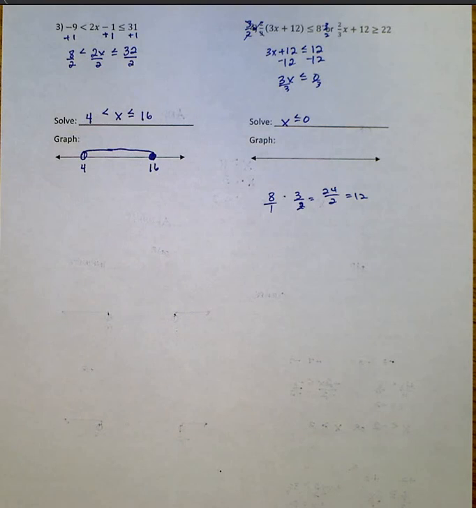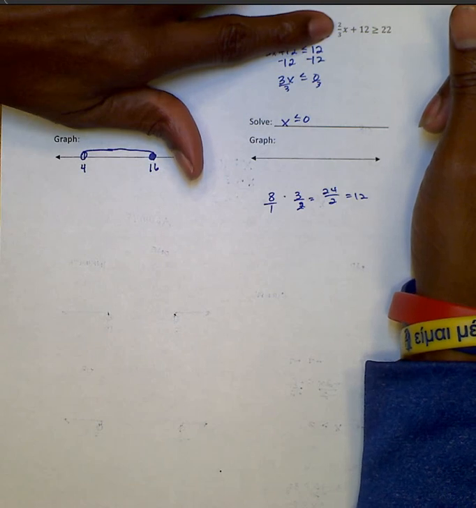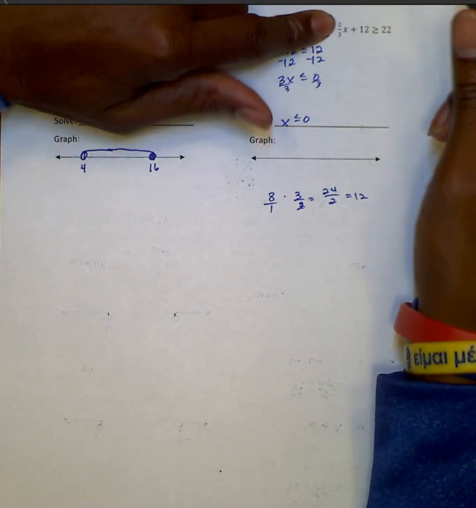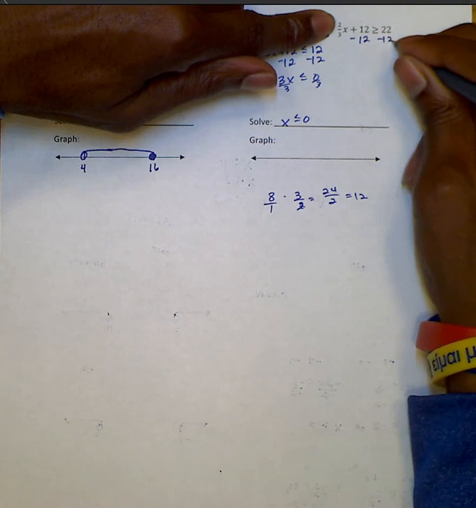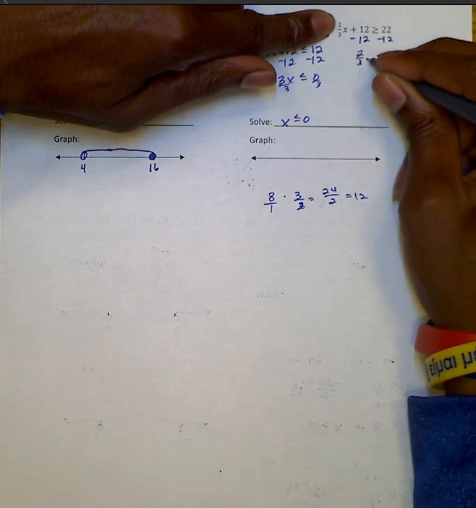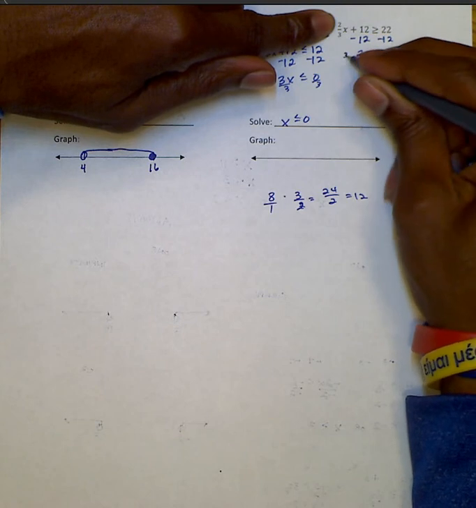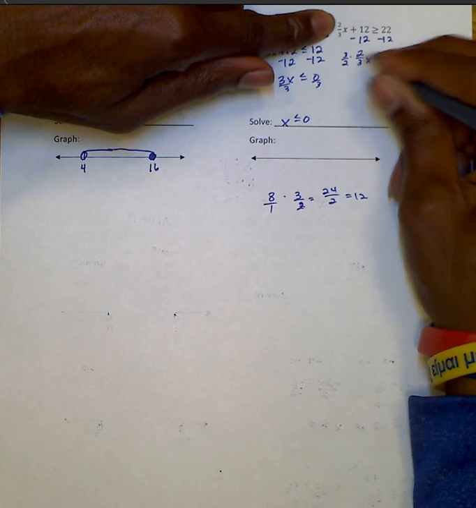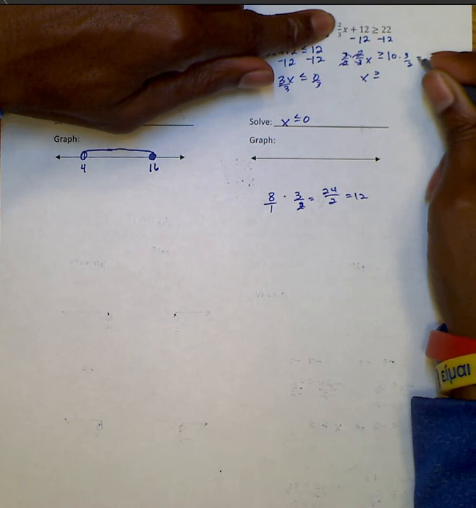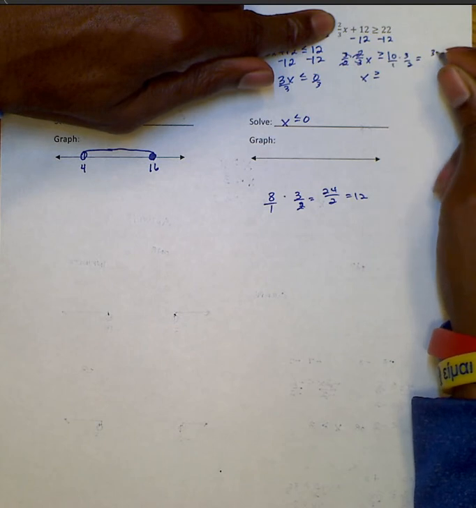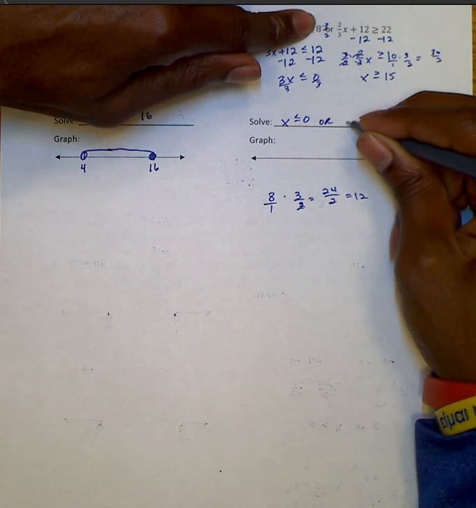Okay. Alright, now I'm going to go to the second part of the OR here. 2/3 x plus 12 is greater than or equal to 22. And so I'm going to try to get that by itself. I'll subtract 12 from both sides first. So 2/3 x is greater than or equal to 10. And now I'm going to multiply by the reciprocal. And I'll get x is greater than or equal to, remember that gives us 30 over 2 or 15. So, or x is greater than or equal to 15.